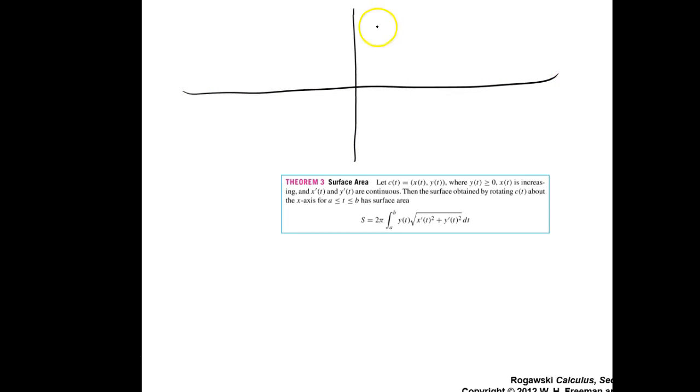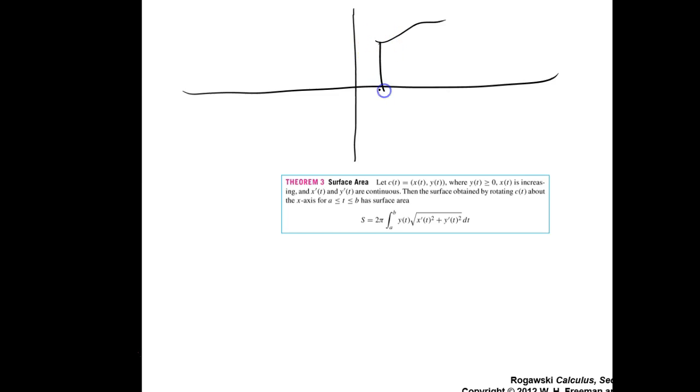How do you want the surface to be? Something like that. It could be a loop-de-loop. Well, no, it couldn't. What's required is y to be greater than or equal to 0, and x increasing, so I can't have x backing up. Okay, so this is a fair rendition.